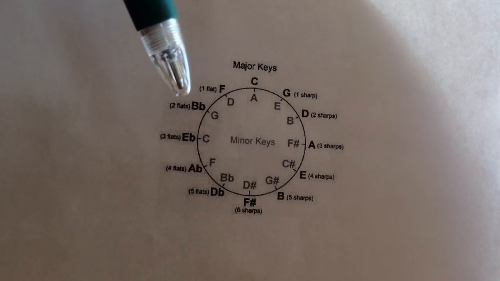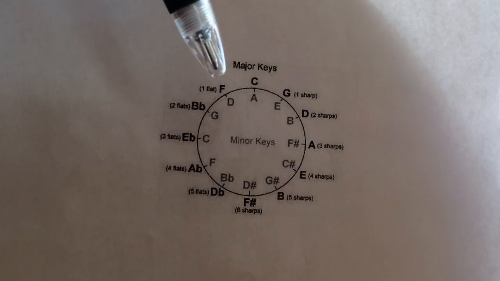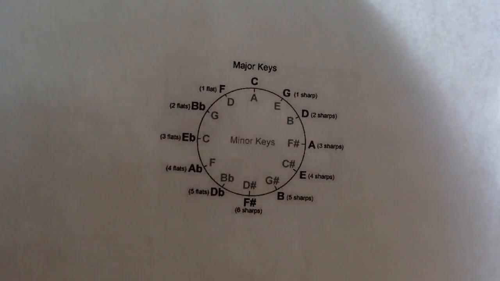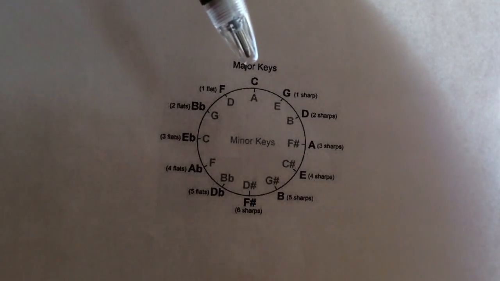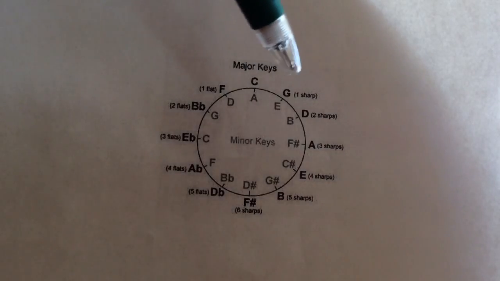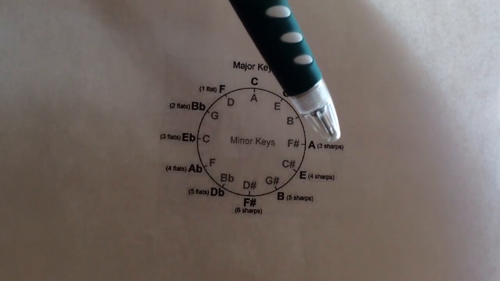So if you started at B flat, up 5 whole steps, you would come to F. Up 5 steps from F would come C. Up 5 steps from C would come G. Up 5 steps from G would come D. Up 5 steps from D would come A.